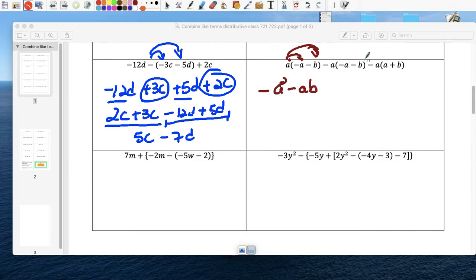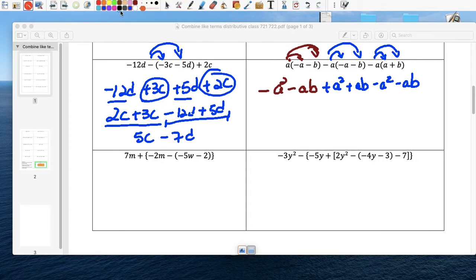I'll change colors. This is negative a times negative a. Negative times a negative is positive, so we get a squared. Negative a times negative b is positive ab. And for last, negative a times a is negative a squared. And then negative a times b is negative ab.